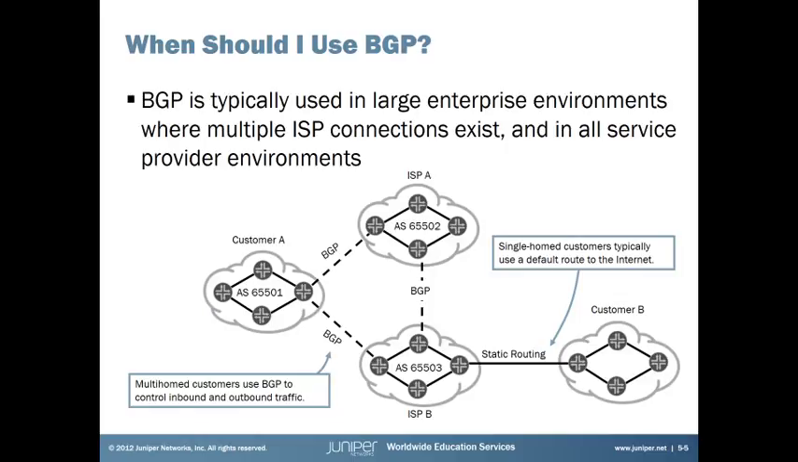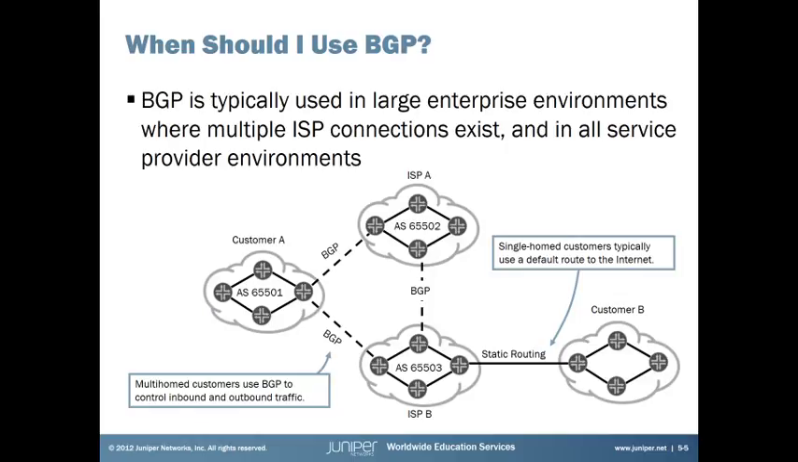If, however, you're working for an enterprise, let's look at this customer A here. Customer A has got multiple ISP connections. So customer A in this diagram has got a connection to ISP A and a connection to ISP B.